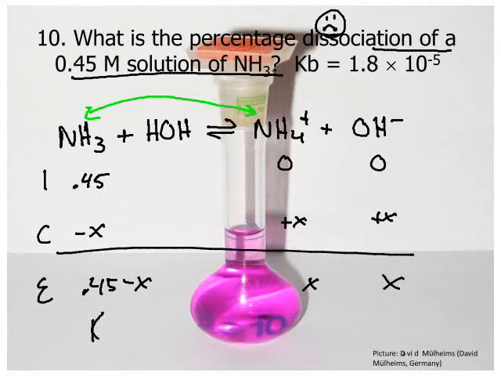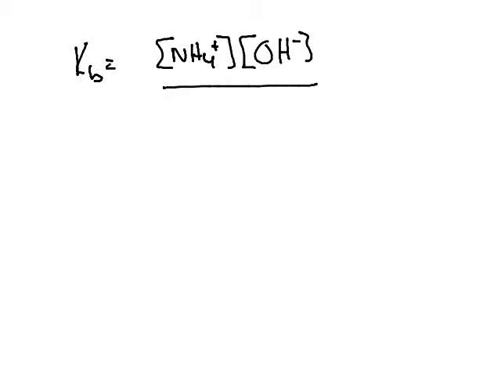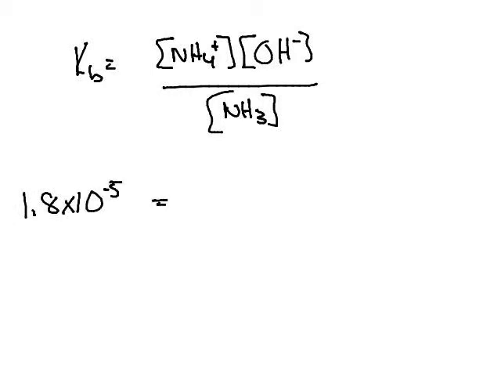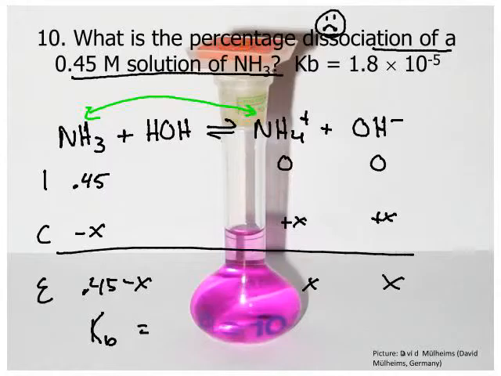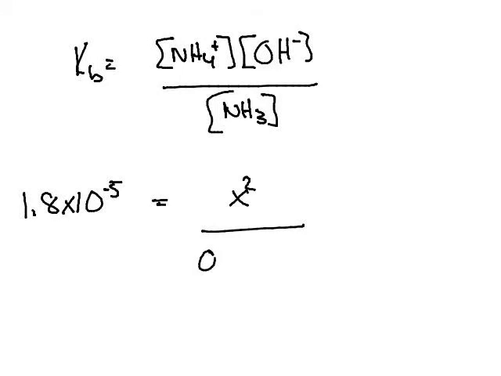So I can say that the Kb is equal to the concentration of the ammonium. Don't forget the charge. Lee, did you forget the charge? I know you forgot the charge. Times the hydroxide over the ammonia. Well, we know this to be 1.8 times 10 to the minus 5, would be equal to x squared over 0.45 minus x. I now use my fun solver.